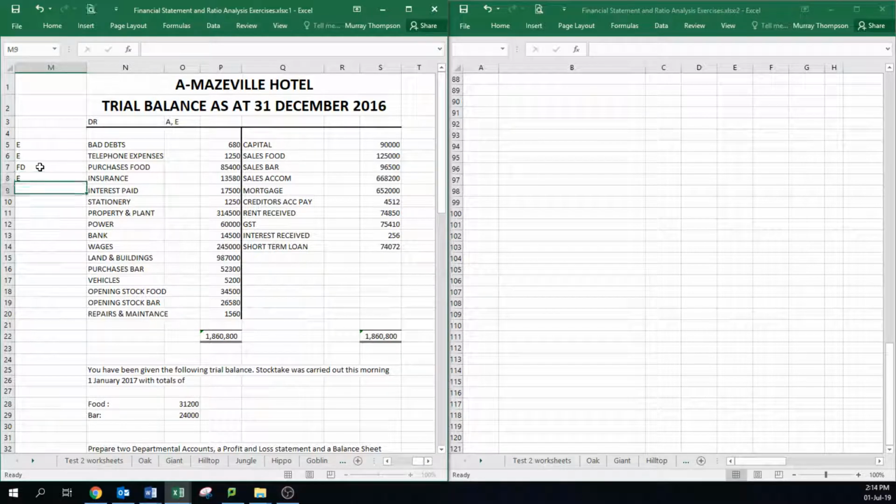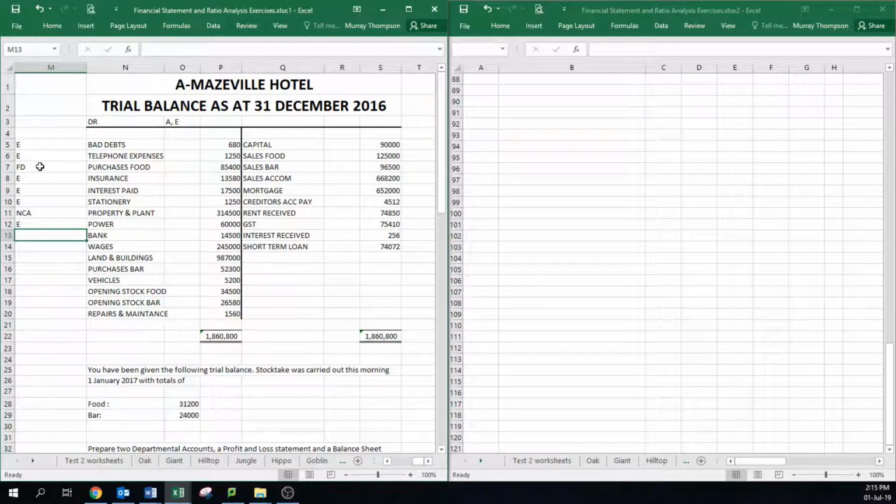Insurance is an expense, interest paid expense, stationery is an expense, property, plant and equipment. This is going to be an asset. Then we have to think about current versus non-current. Current is anything that will turn into cash or be used up in the next 12 months or is already cash. Non-current is something that we're going to keep for a long time, which is what this is, property and plant. It's another word for equipment. So, non-current asset. Power, that's electricity, that's an expense.